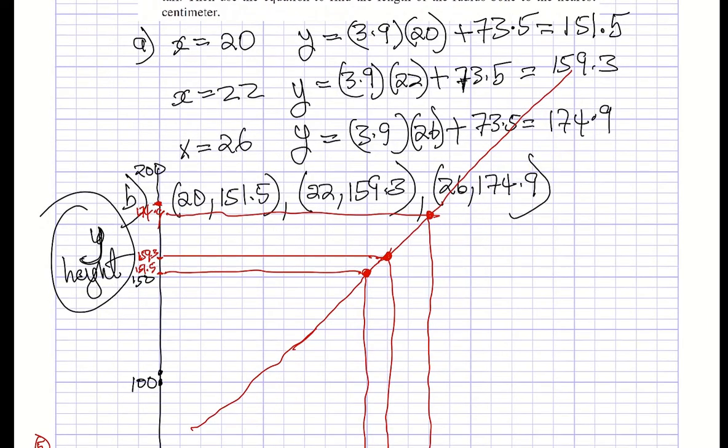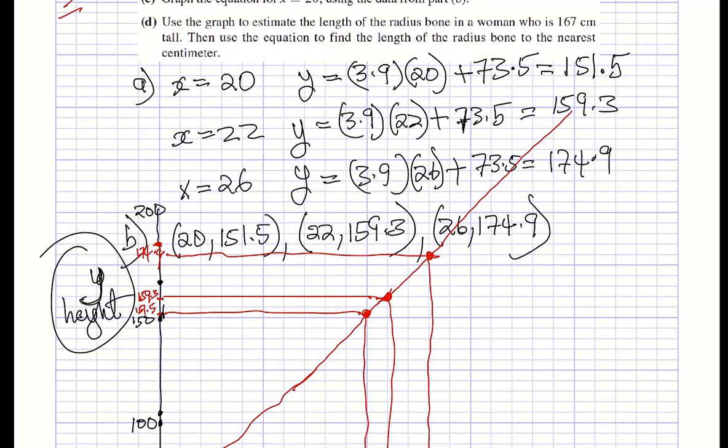Okay, this is 150 here. Hang on, let me find it. Okay, I was able to find it. Here is 167 right there. It's about there. So a woman who's 167 centimeters tall. So basically, when you estimate, you just draw a straight line and see where it meets the graph right there. Hopefully we're correct.